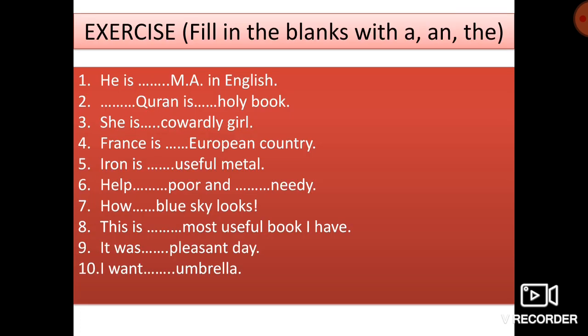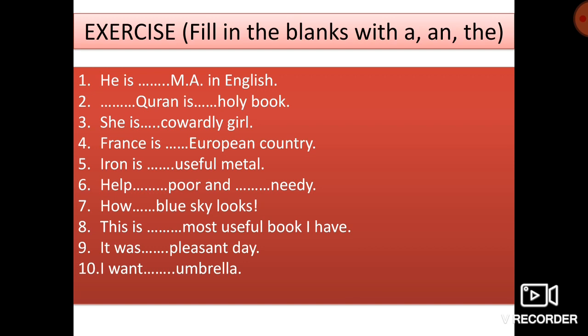Now let's move to the home assignment. You have to do an exercise in which there are 10 sentences and you have to fill in the blanks with a, an and the. I'm going to read all the sentences. Our first sentence is he is dash MA in English. Second, dash Quran is dash holy book. Third, she is dash cowardly girl.